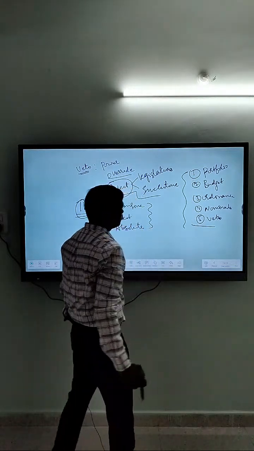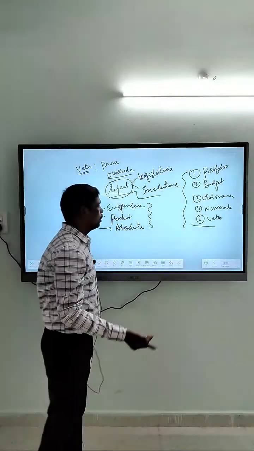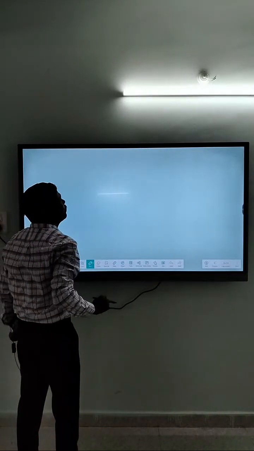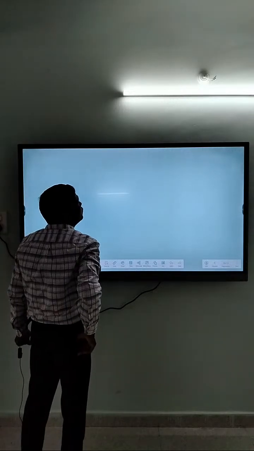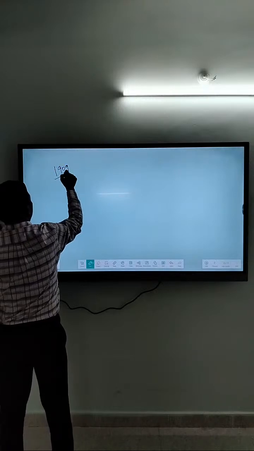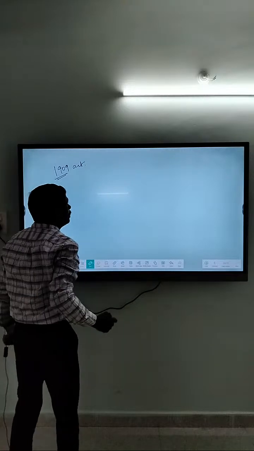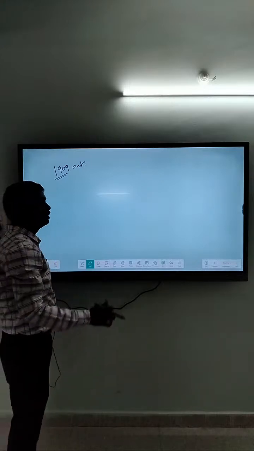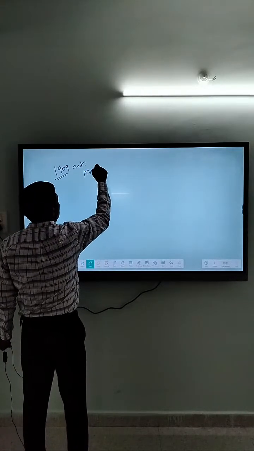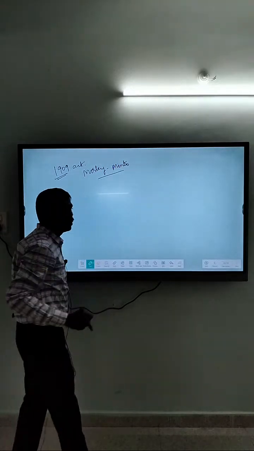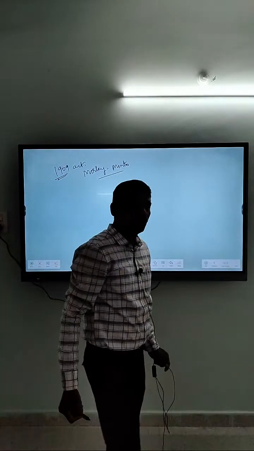So this is about the 1861 Act. Next, moving on to the next one, that is the 1909 Act, the Indian Councils Act of 1909, which is also called the Morley-Minto Act. Morley is the Secretary of State, whereas Minto is the Viceroy.